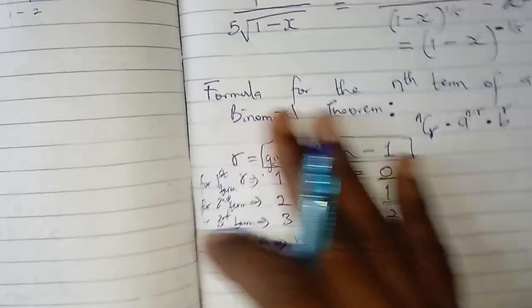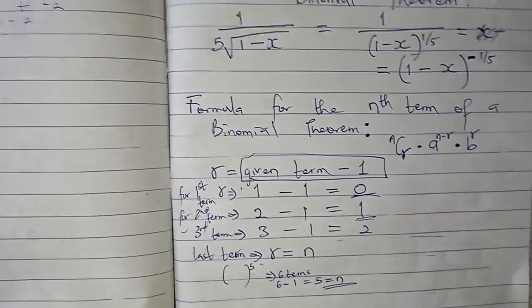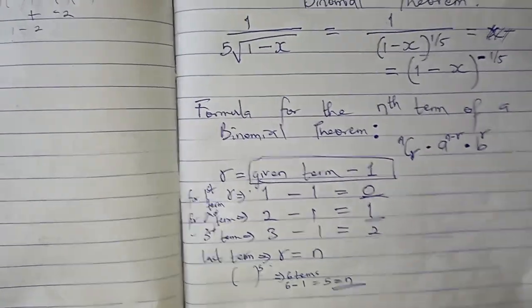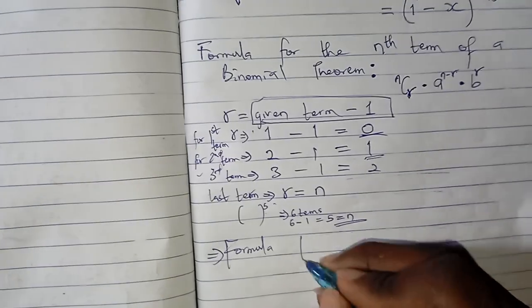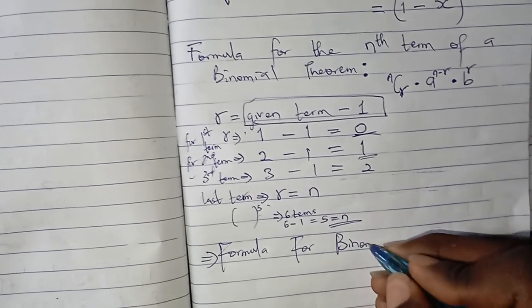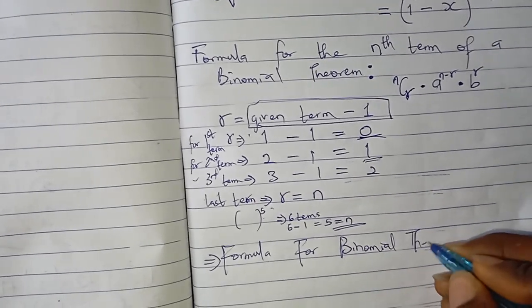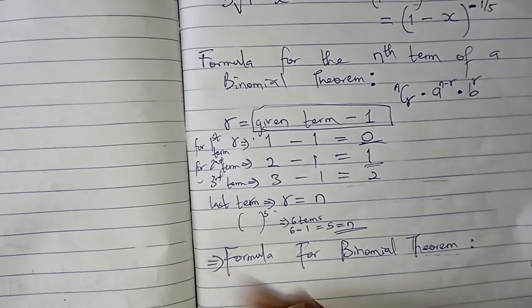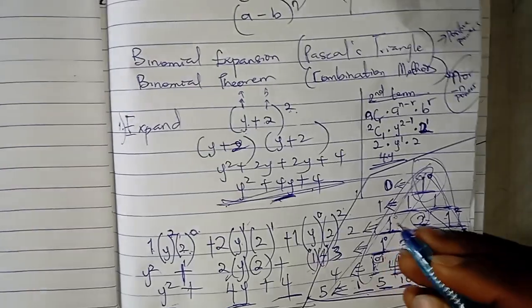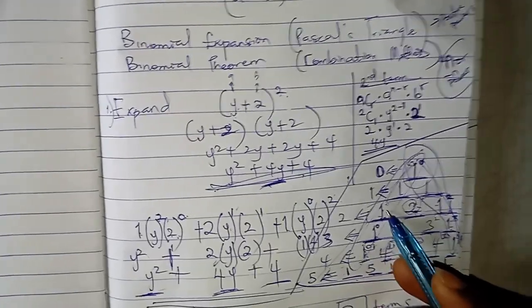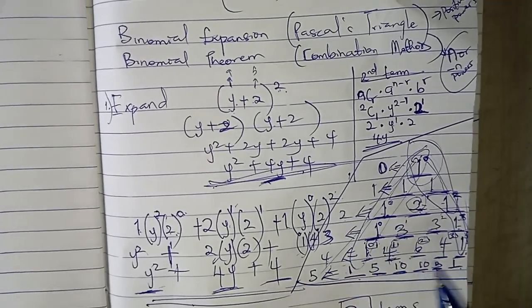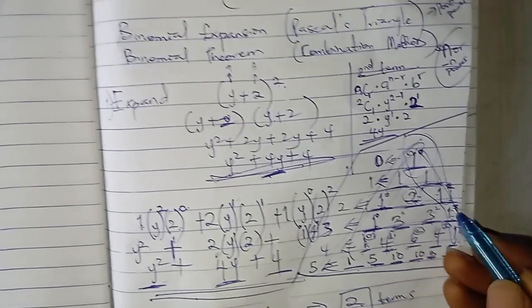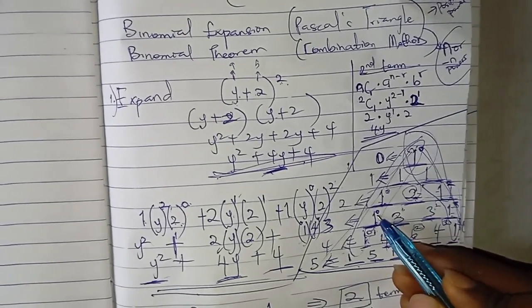So now that you know this, this is the formula for the nth term of a binomial theorem. So if they tell you to find the 5th term or the 7th term, now you get the formula for the binomial theorem. The formula is very simple. It's simply remembering that when the power is 2, we have 0, 1, and 2. When it's raised to power 3, we have 0, 1, 2, 3. So our raising of power always starts from 0.